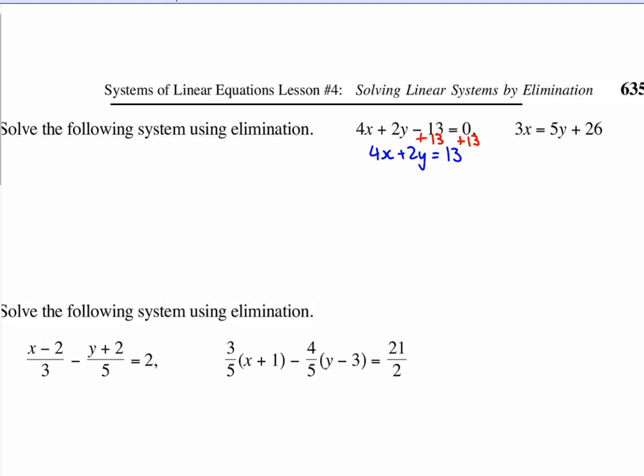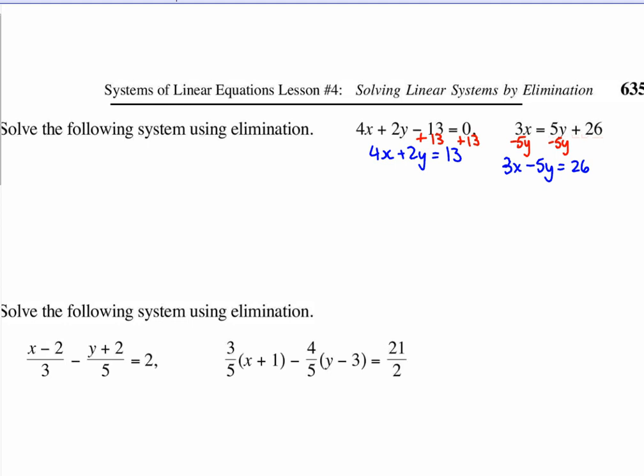This guy, what would I have to do to make it align the same way? So subtract the 5y so that we have x and y on the same side. 3x minus 5y equals 26. Okay, so we have our two equations.